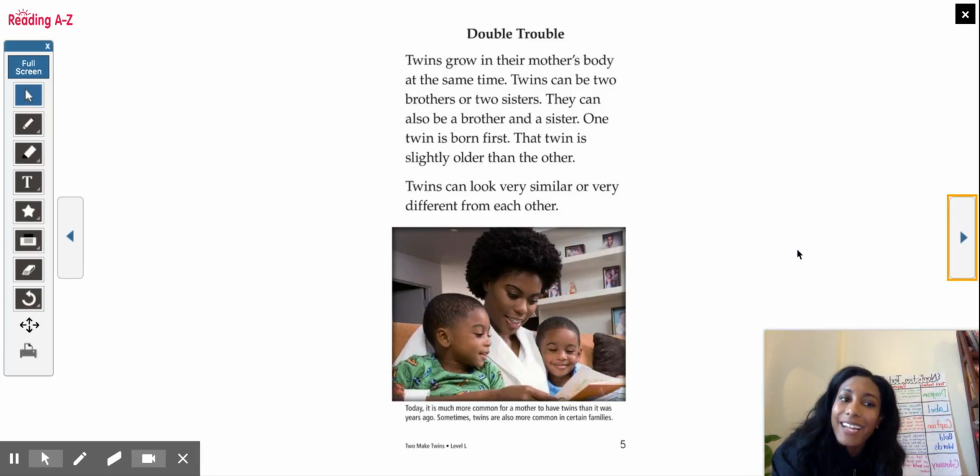Ooh, I see a text feature that we learned about yesterday. Raise a silent hand if you know what this text feature is called. It's a caption. We see words underneath a picture. Let's read it and see if we can understand more about what's happening in this picture.